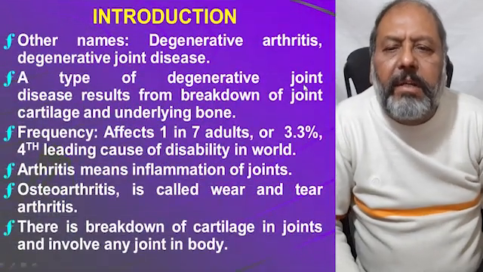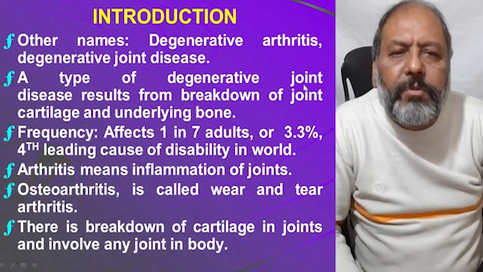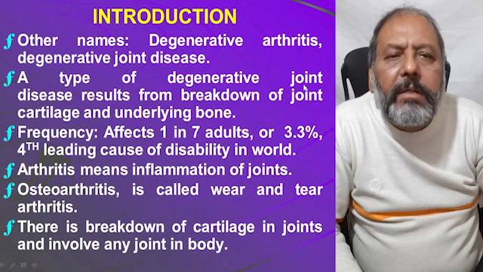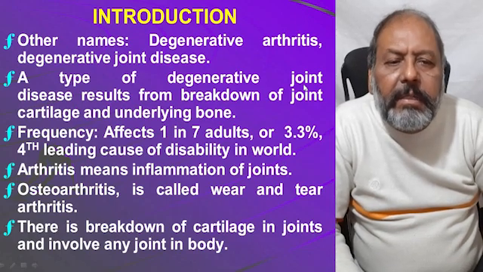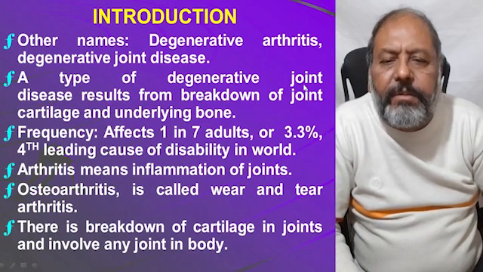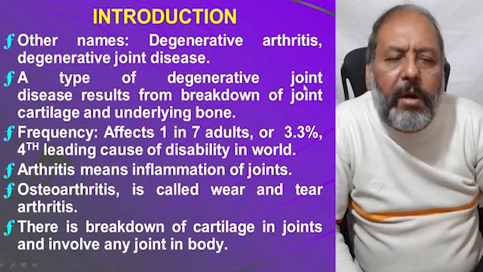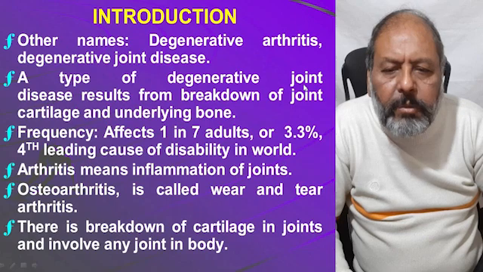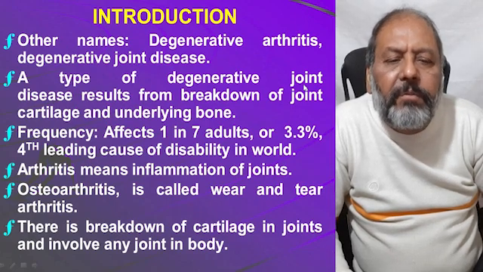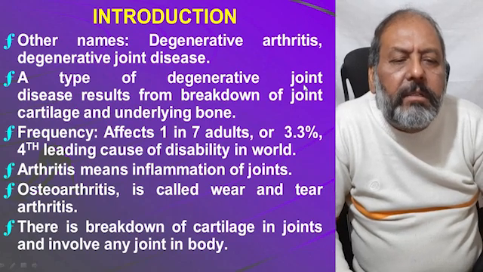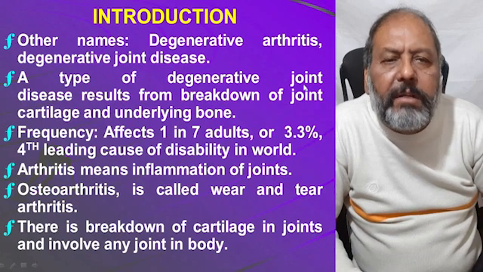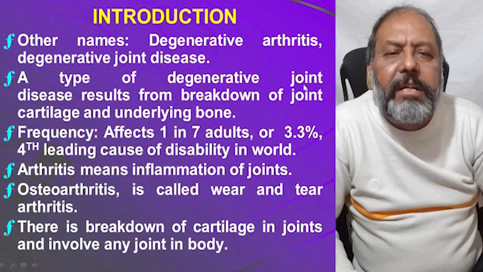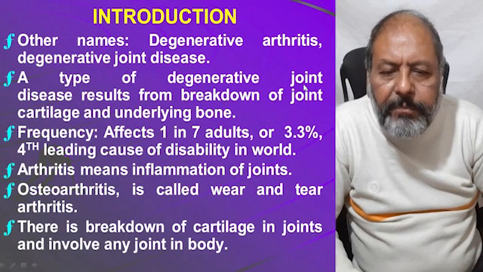So the introduction of the lecture is that the other names of osteoarthritis are degenerative arthritis or degenerative joint disease. It is a type of degenerative joint disease which results from breakdown of the joint cartilage and the underlying bone. Frequency: it affects about 1 in 7 adults or 3.3% of the population, and it is the fourth leading cause of disability in the world.